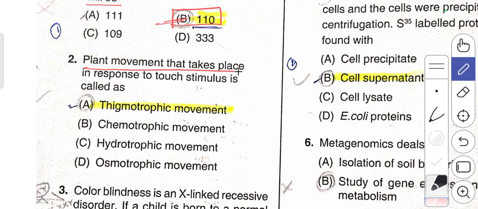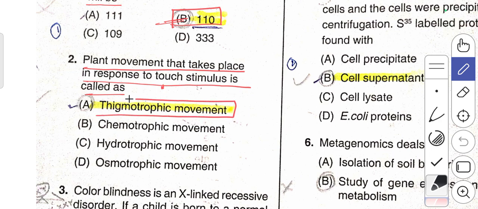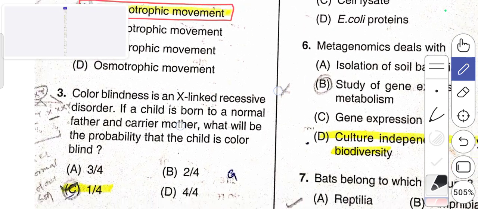Plant movements that take place in response to touch stimulus is called as? Touch means that is thigmotropic movement. So A is the right answer for this question. Next question.